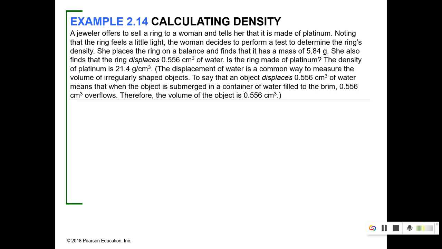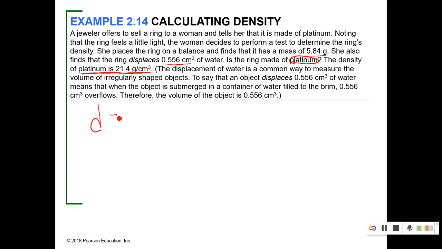All right, so there's a lot going on here. I have 5.84 grams. I've got 0.556 centimeters cubed. It tells me the density is this, and then it's got a lot more. It wants to know, is the ring platinum? And the density of platinum is this.